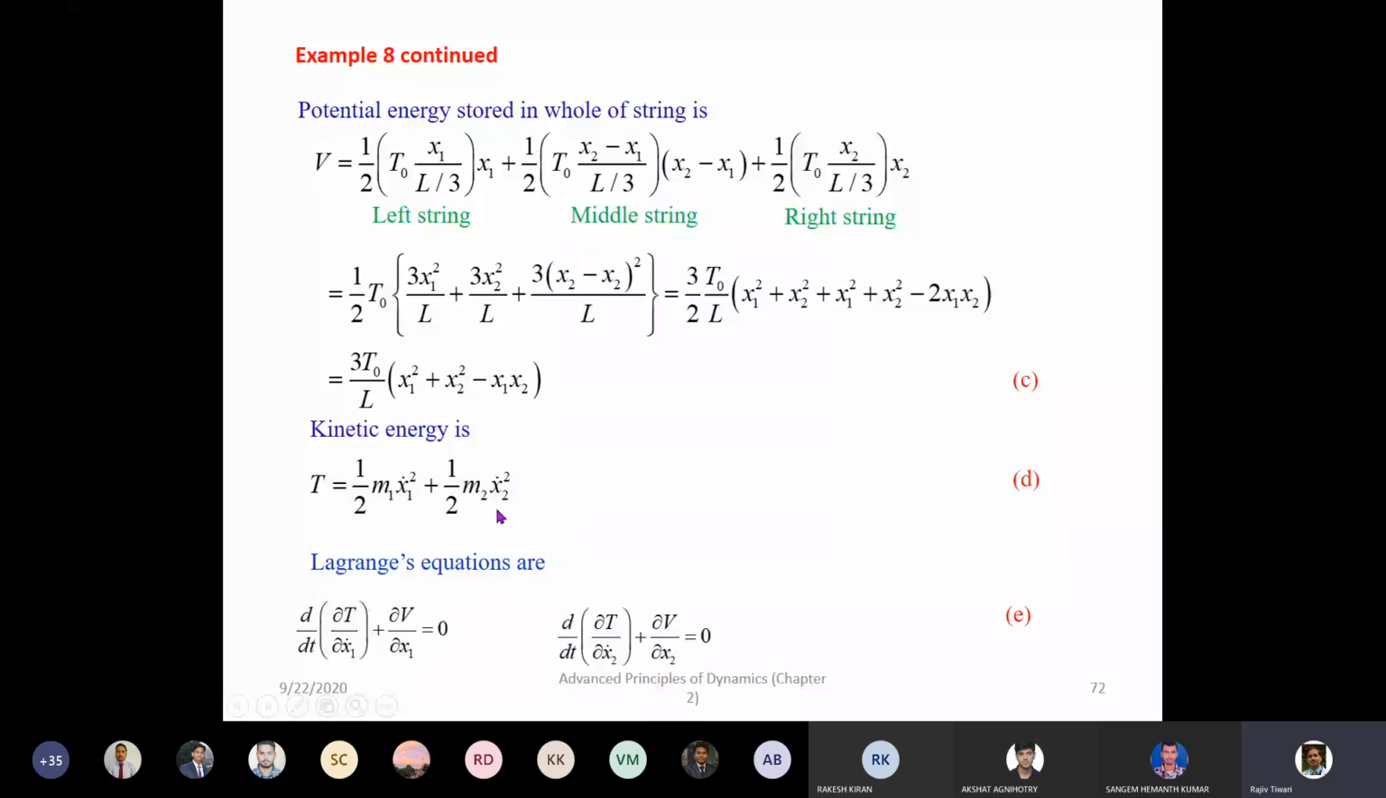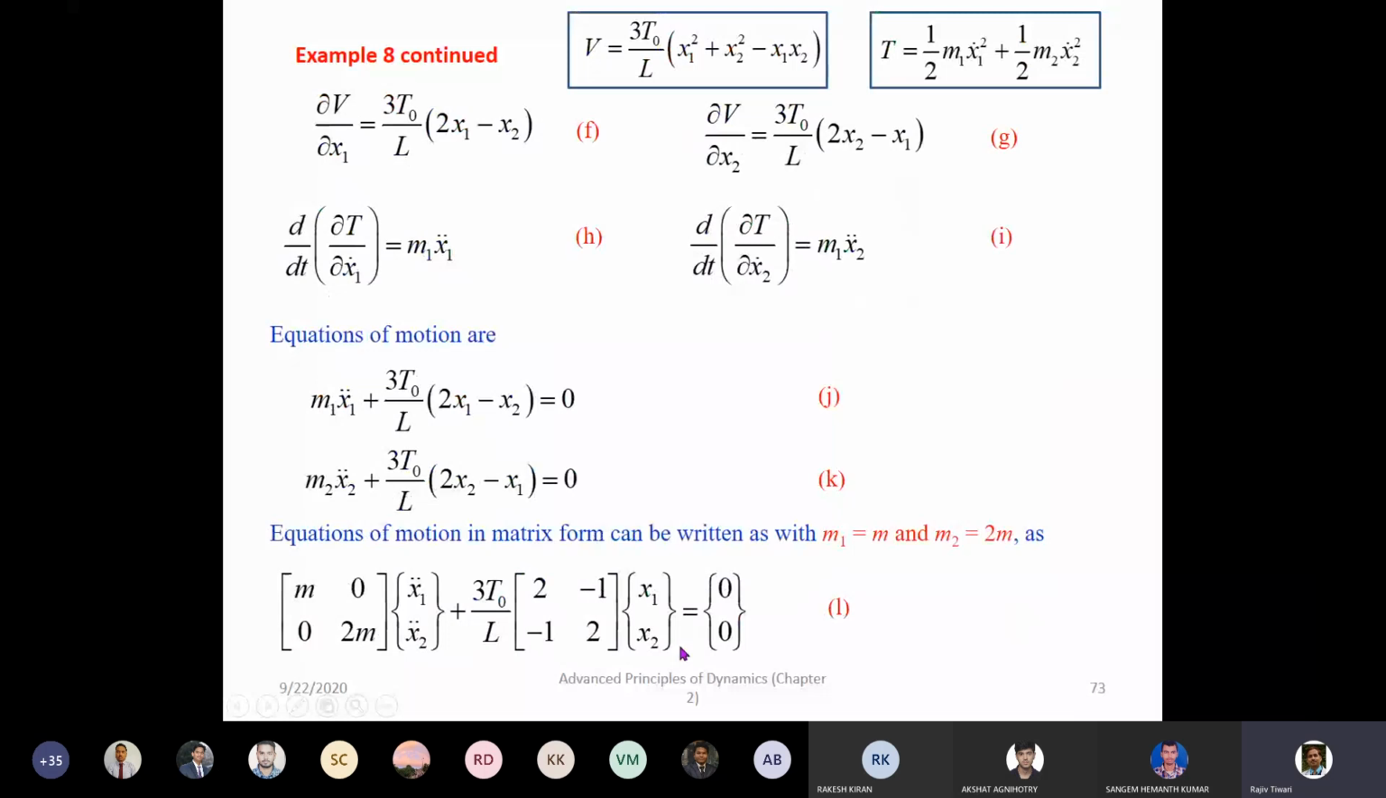Because we have a 2 degree of freedom system, we can write the Lagrange's equation for the first and second coordinates, and then we can substitute this potential energy and kinetic energy in this expression to get the equation of motion in x1 direction and x2 direction. Both are linear equations. They can be arranged in a matrix form like this.